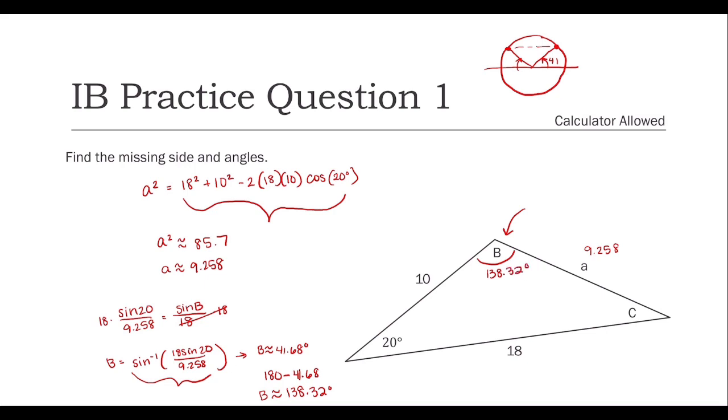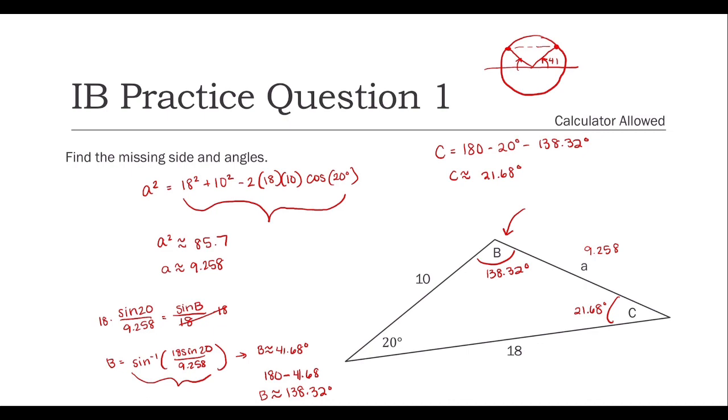So now that we have two angles, we can find our angle C by taking 180 minus 20 degrees and minus our 138.32 degrees. So C will be approximately 21.68 degrees.